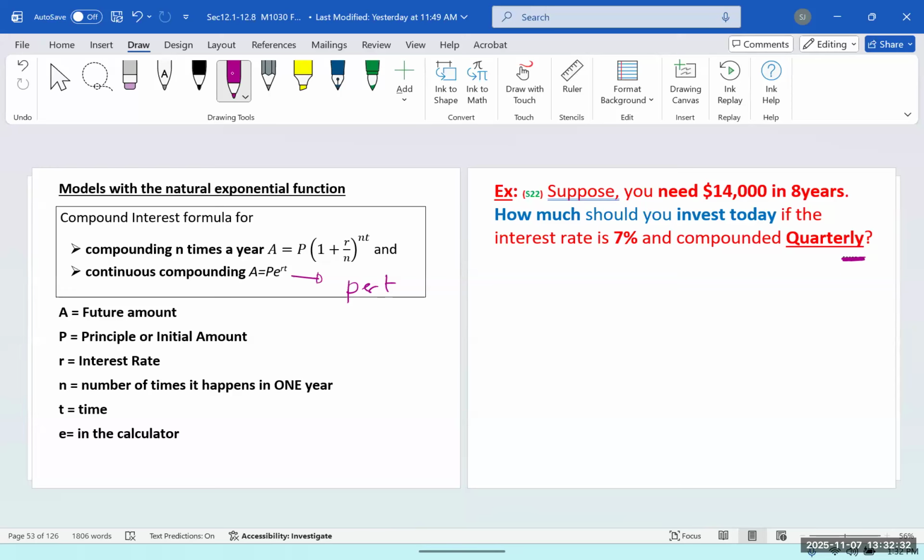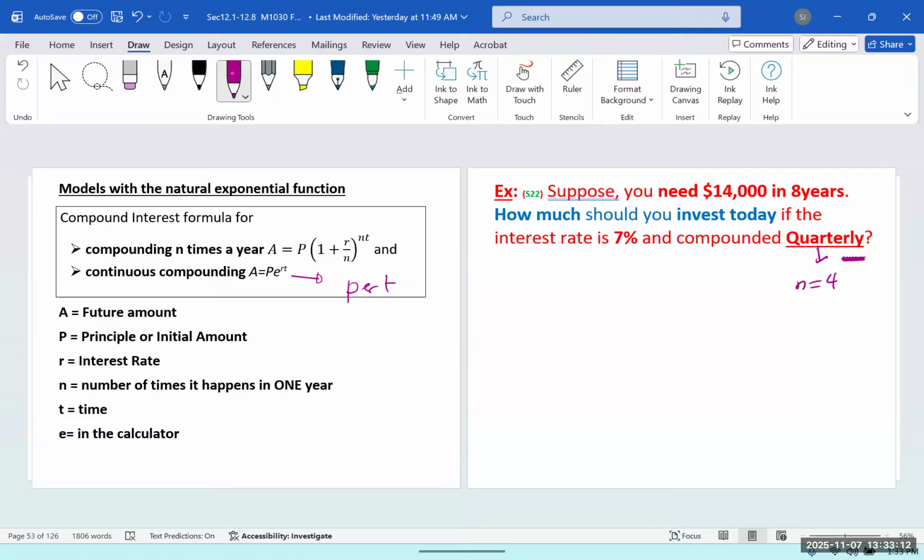For some reason, you decided to invest it quarterly. Quarter, can you name a quarter? Quarter means what? 4. In a dollar, we have 4 quarters. So quarter means 4. So when you can name something, it's n. If you cannot name something, it's continuous. So quarterly means you can see it. They can invest it 4 times in a year, and they're going to give you 7% interest rate.